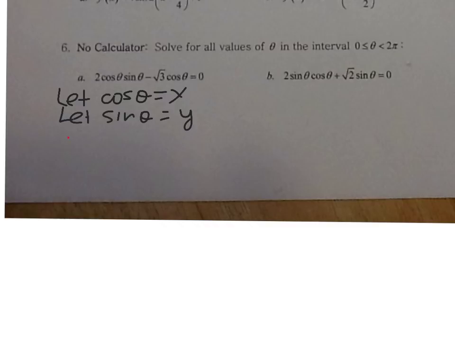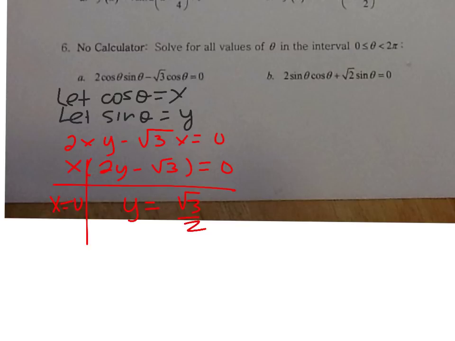All right, so I have 2xy minus the square root of 3x equals 0. So I notice there's a GCF of x, so I factor out the x, times 2y minus the square root of 3 equals 0. T-chart, so I have x equals 0. Over on the right side, add the square root of 3, divide by 2, y is equal to the square root of 3 over 2. Make sure you replace x with cosine, so I have cosine theta equals 0. And over here, y is sine, so sine theta equals the square root of 3 over 2.